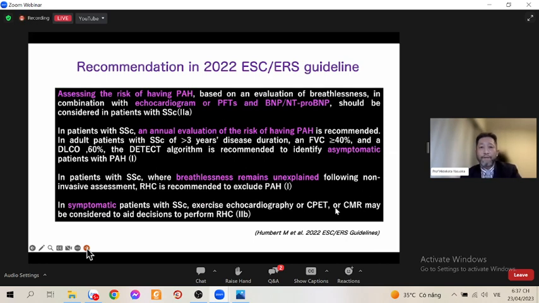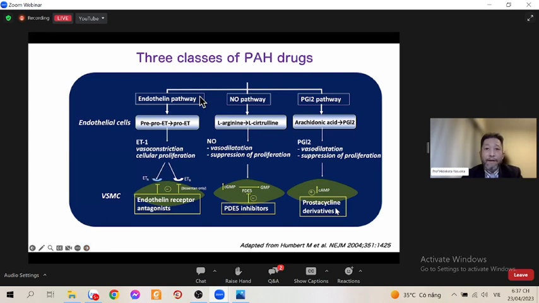So based on these findings, here is a new recommendation in the 2022 ESC/ERS guideline. I do not touch on the details here, so please check the guideline. So let's go to the treatment.